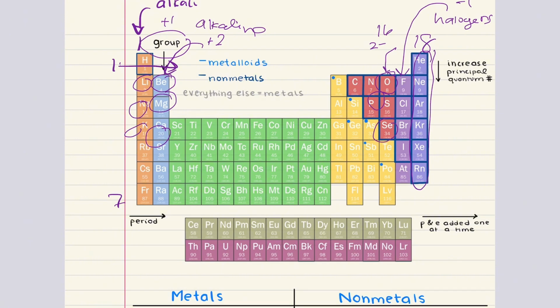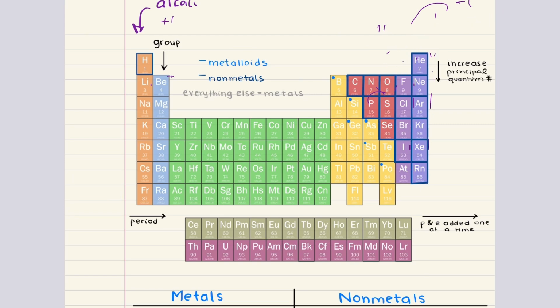We have 3 main classifications: metals, nonmetals, and metalloids. Let's start with discussing metals. Most elements on the periodic table are actually metals, and they're found on the left side and in the center of the table. Metals have distinct properties.